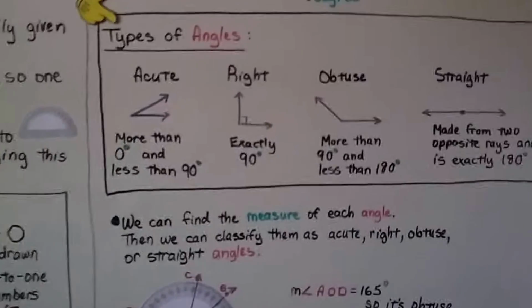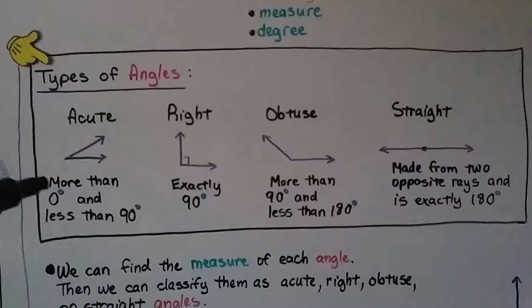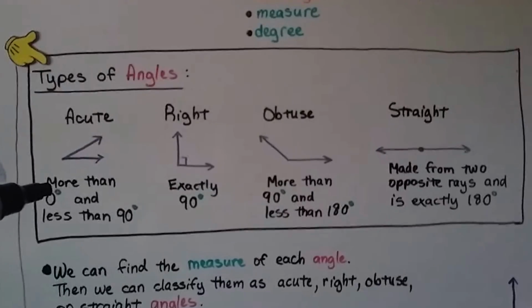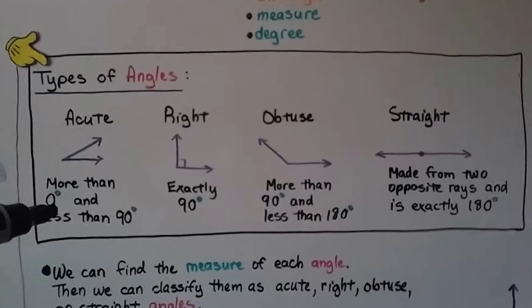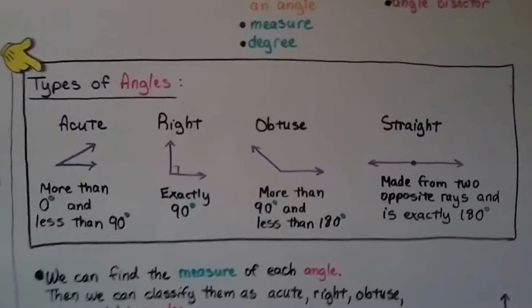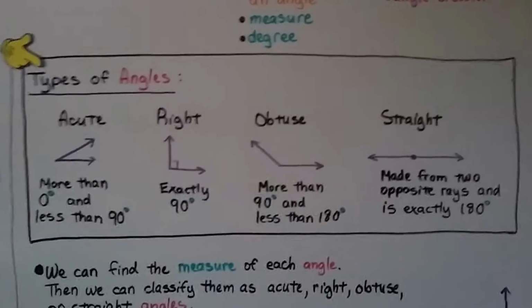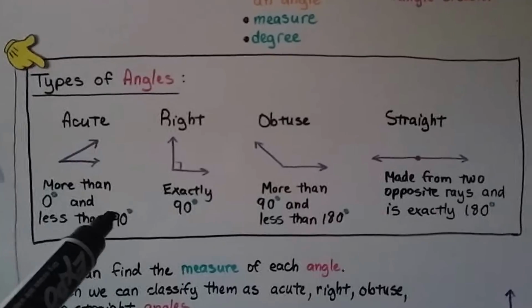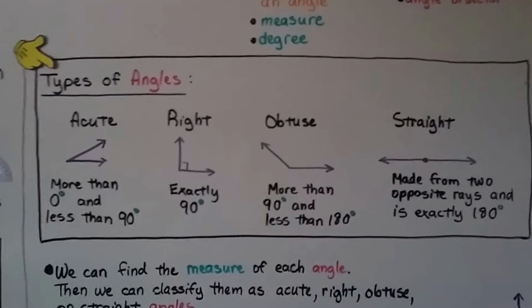We have types of angles. We have an acute angle, so it's cute, it's little, that's how I think of it. It's more than 0 and less than 90 degrees. So could it be 0.5 degrees? Yes, that's more than 0. Could it be 0.1 degree? Could it be 0.01? Yes, it's still more than 0, okay? And it can go up to 89.999, right? Because it's still not 90.